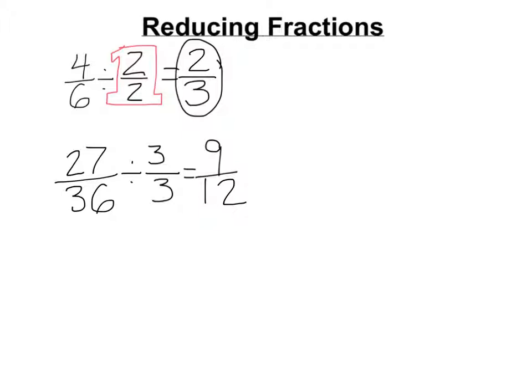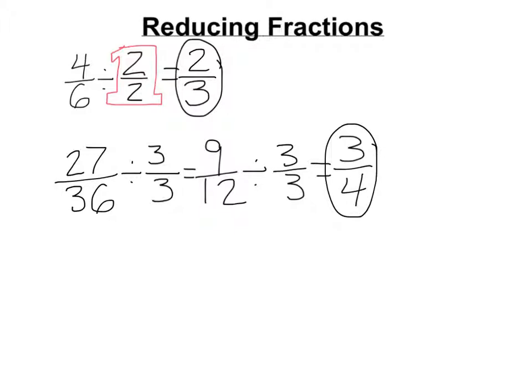Once you reduce, you do need to check again to see if you can reduce more. Well, looking at this, 9 and 12, 3 goes into both of these. So I'm going to divide by 3 over 3. So 9 divided by 3 is 3, and 12 divided by 3 is 4. If I check it one last time, 3 and 4, the only thing that goes into both of these is 1, which doesn't reduce, so there's my answer.